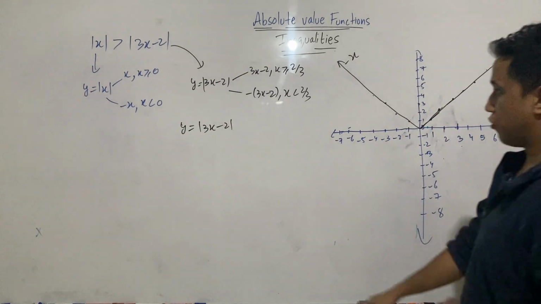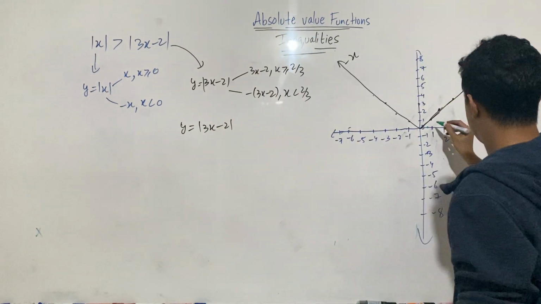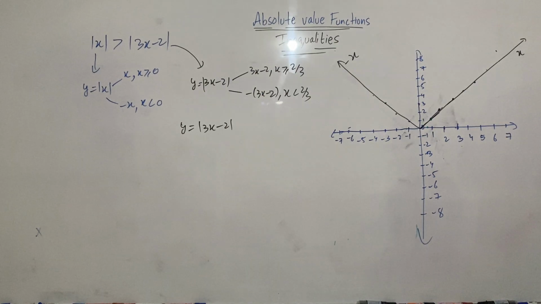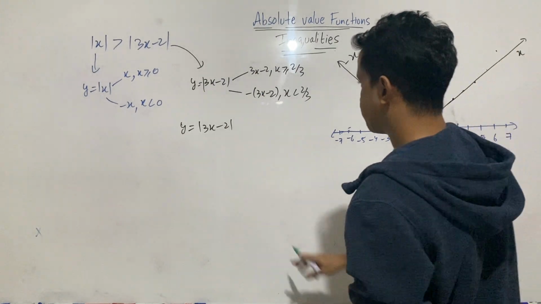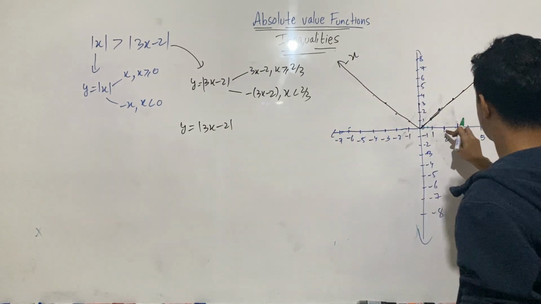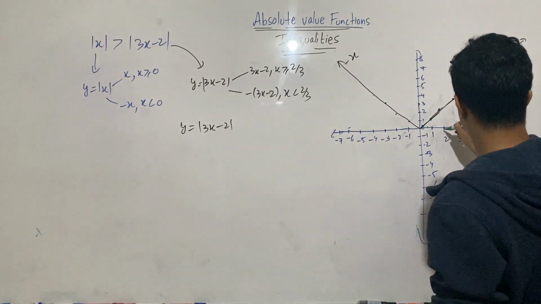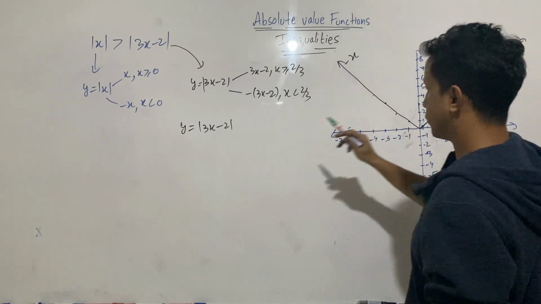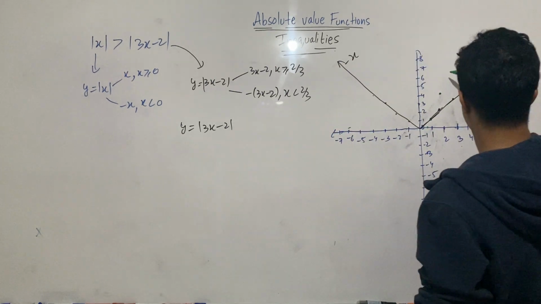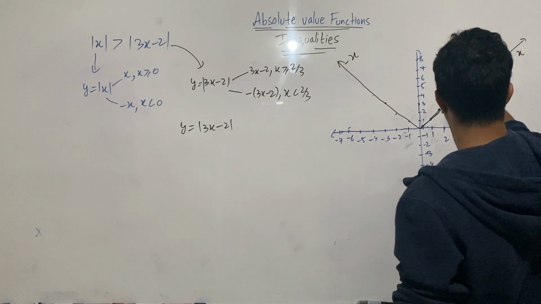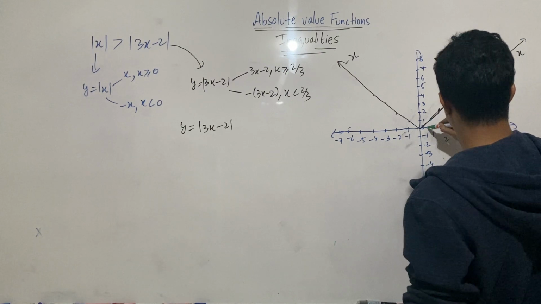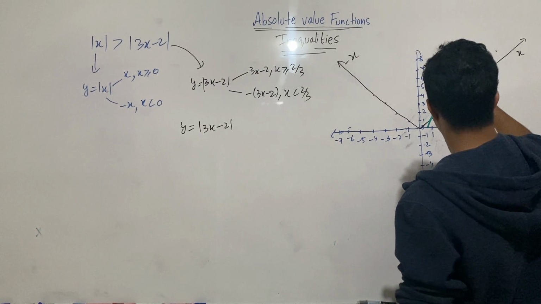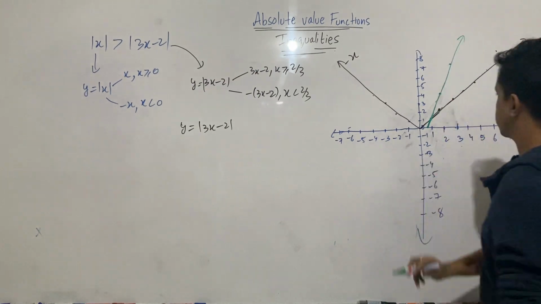Okay, then let's check for 1. For 1, 3 minus 2, 1. For 1, it means they are going to intersect here. Okay, 1, 1. And then for 2, 3 times 2 is 6, 6 minus 2, 4. For 2, it's 4. Then for 3, 9 minus 2, 7. So it's going to be this, right?